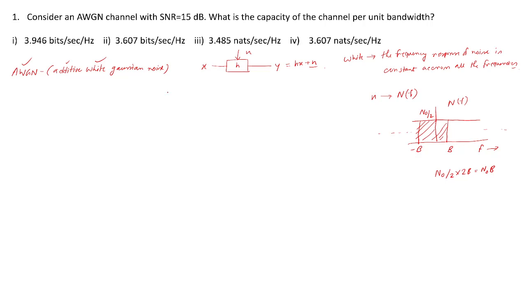So with these things in mind, let us write down the SNR that we get from here. We get SNR as P_S times H_S square by N0 B. This is the noise power.